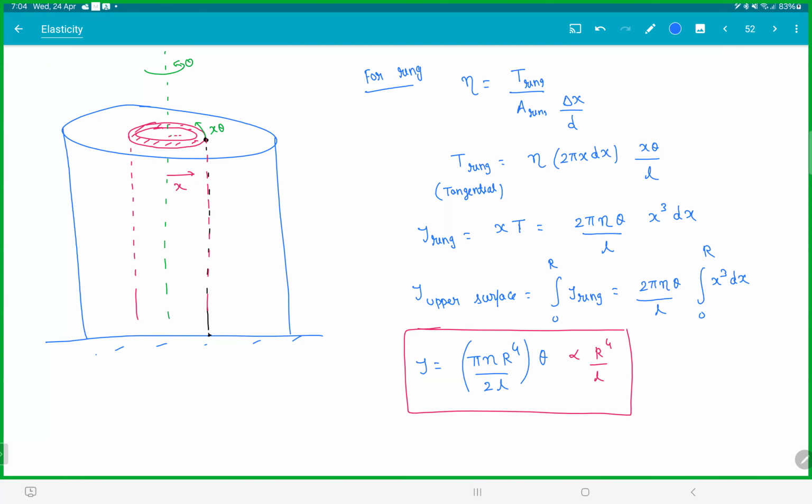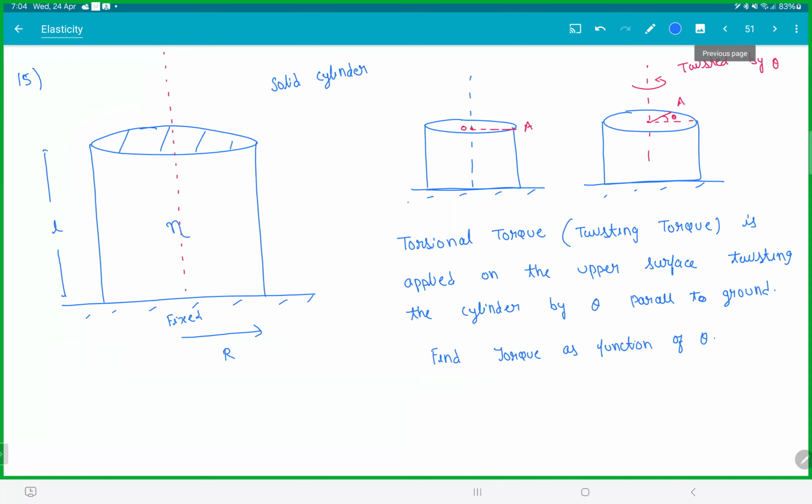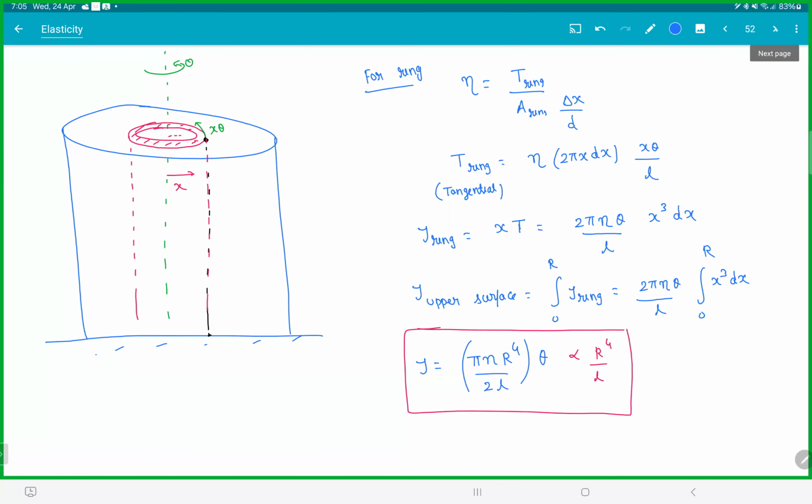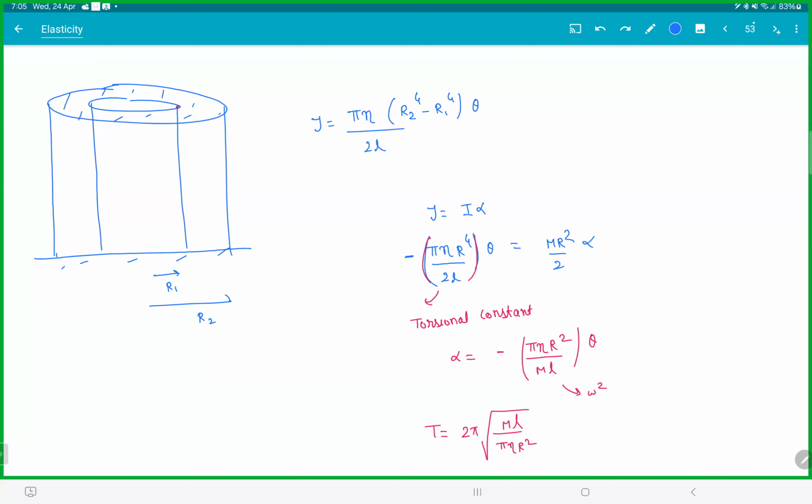Next thing. See now, in the formula delta x by d, what is delta x? Relative displacement between two layers, by distance between the two layers. Here, one of my layers is the upper surface and one layer is the ground. Got it? Clear with this, everyone? It's a good question. Next one.